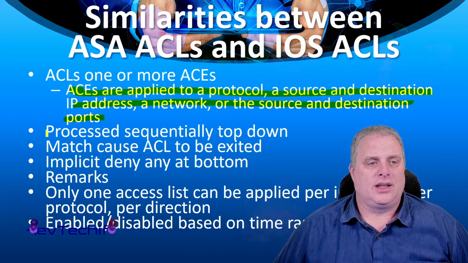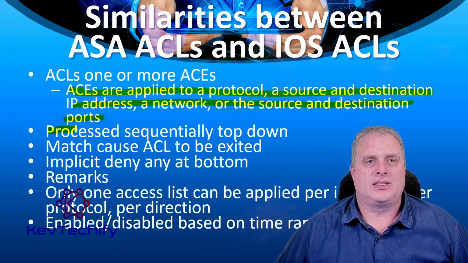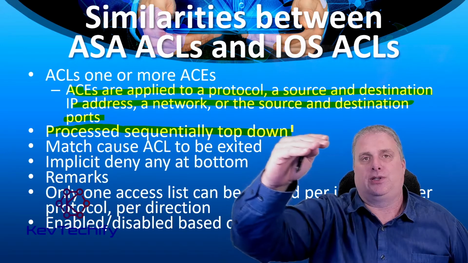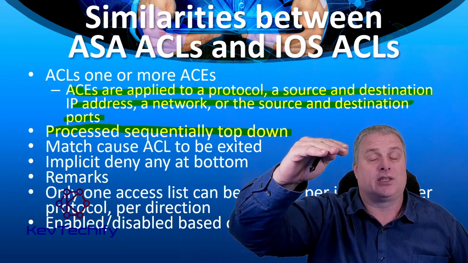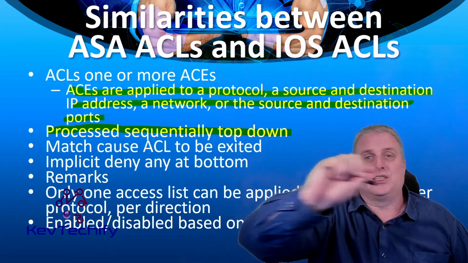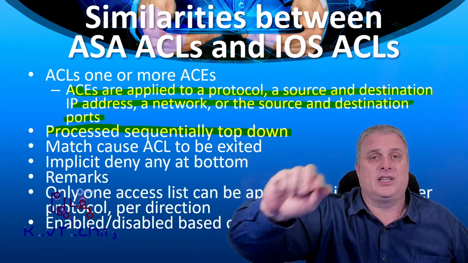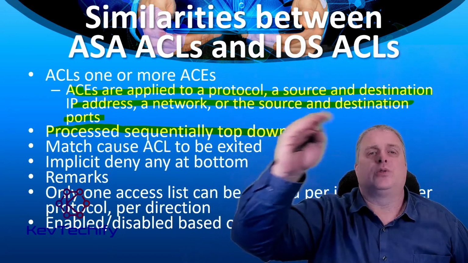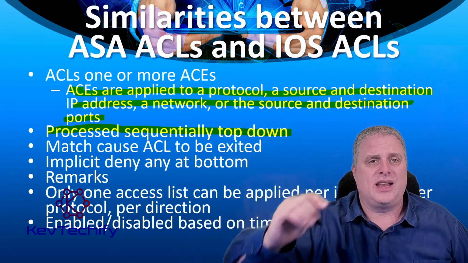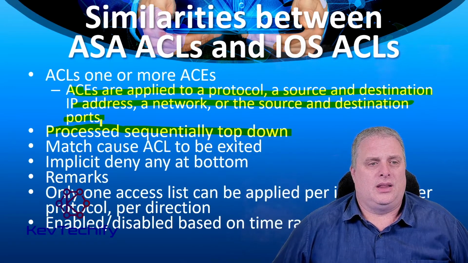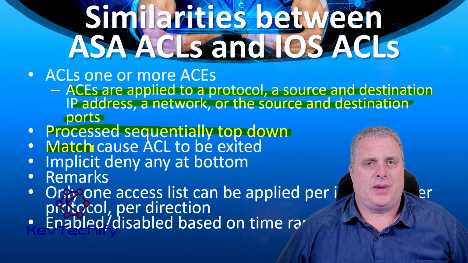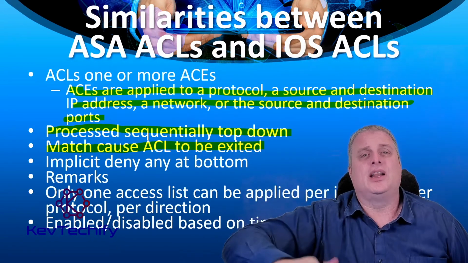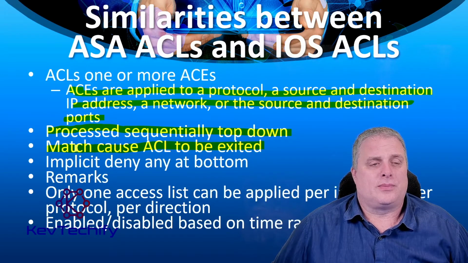The next similarity is ACLs are processed sequentially, top down. You start at the first access control entry in your access control list. If it matches that criteria, let's go ahead and do what it says and process that. If it doesn't match, it goes to the next one, and the next one. The next part here is a criteria match will cause the ACL to be exited. So when it matches that access control entry, that ACL will be exited.